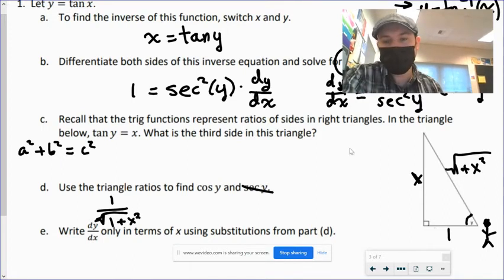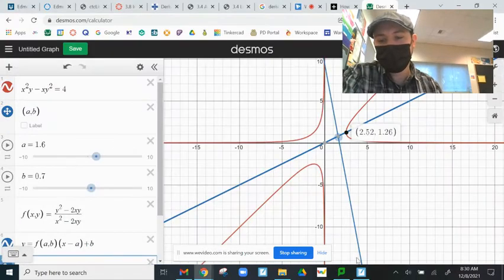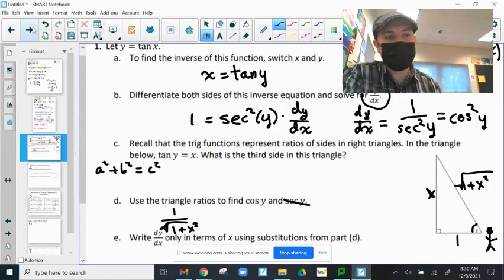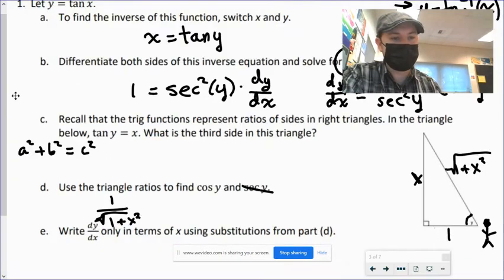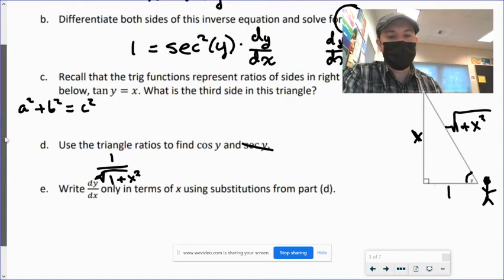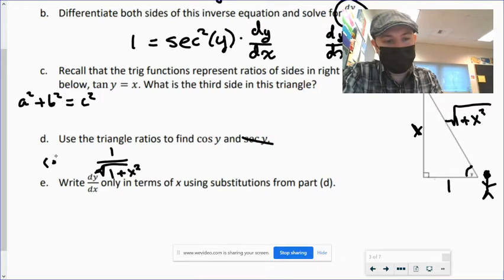I'm going to minimize, sometimes this helps, just minimizing and opening the software again. The stylus is getting a little glitchy. All right, so now I have an expression for the cosine of y. The cosine of y is 1 over the square root of 1 plus x squared. That is not going to work.